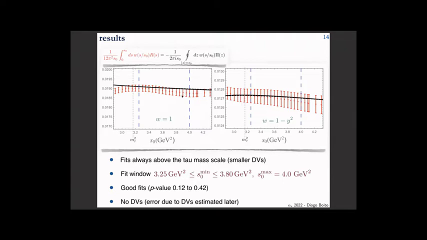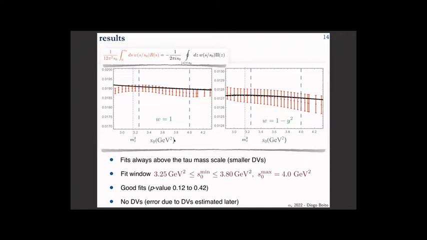I'm showing m tau squared here. So you see that we're always above m tau squared. So all the fit is always done above m tau squared. And then we can check what happens in other moments. We always have reasonable p-values, no surprise, nothing very strange. In the fits that I'm showing here, there is no DV, so the DVs are not included here. They're not included because we have added them and we saw that they're not very large. This is something that I'm going to show quantitatively in a moment.